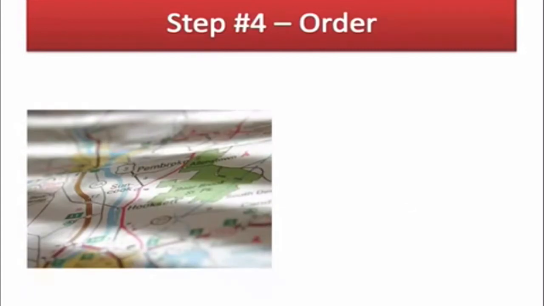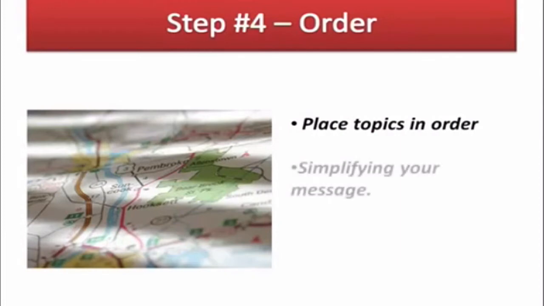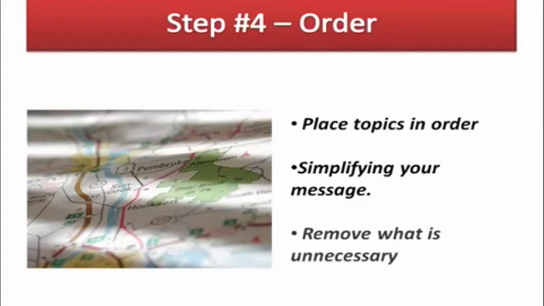Okay. Now, step 4 is, we're going to put everything in order. It's like a little roadmap to the book, and you're going to place every topic that you've talked about, those 5 chapter pieces, and you're going to make sure that even the subtopics and ideas flow in a sequential order that makes sense to the reader. That's easy. And you also want to make sure you simplify your message and you don't make it too hard. Remove any unnecessary things that should not be there, like technical jargon or things that are just so wordy.